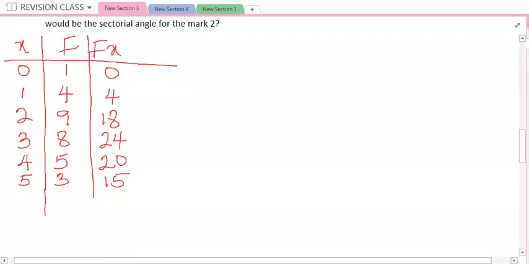So what do we do? We take the summation of f and we take the summation of fx. So what's the summation of f? 1 plus 4 plus 9 plus 8 plus 5 plus 3. That will give us a total of 30. And 0 plus 4 plus 18 plus 24 plus 20 plus 15. That will give me a total of 81.